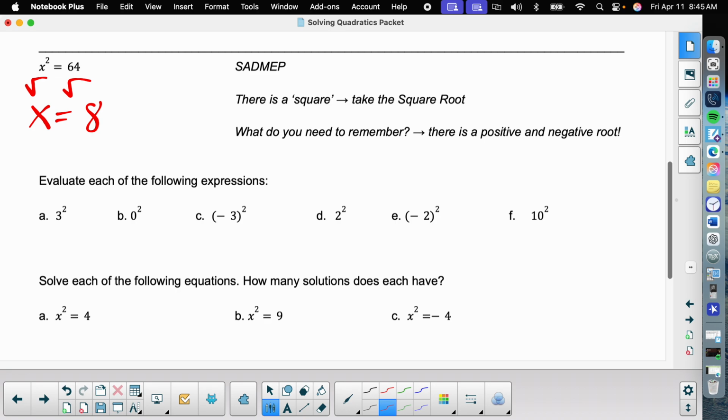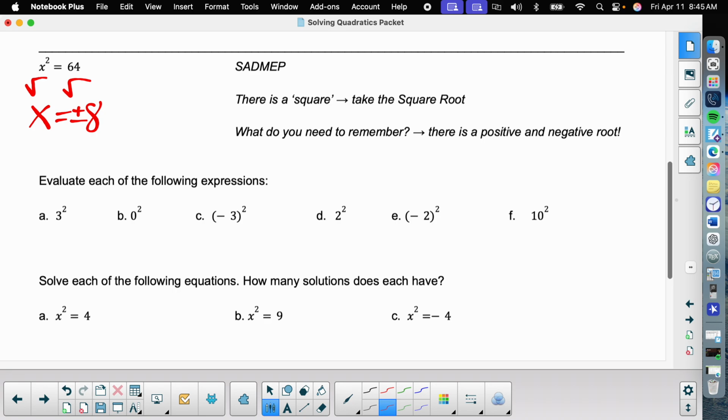Trying to think how to phrase this next question. Does anybody know why there's another answer? 8 isn't the only answer. 8 is correct. Negative 8. Because if I do negative 8 times negative 8, it's also positive 64. That's good. So what we're going to do is when we take the square root to cancel off a squared symbol, we're going to write plus or minus 8.